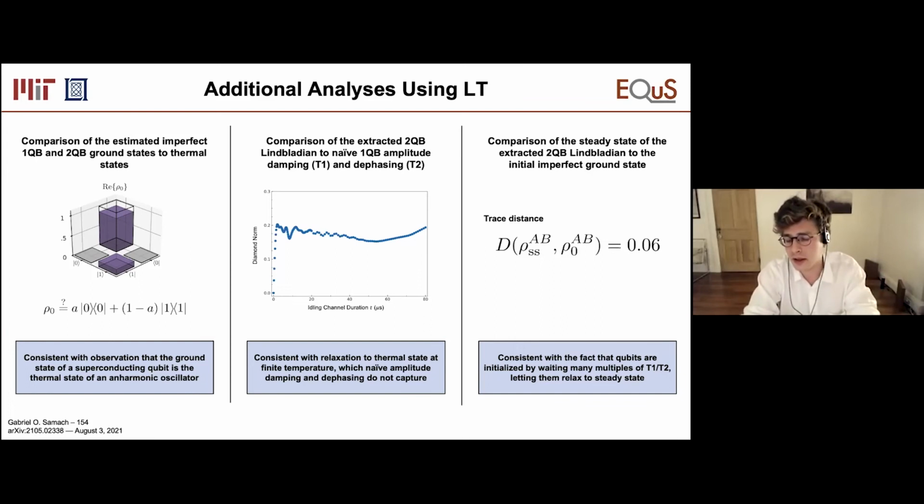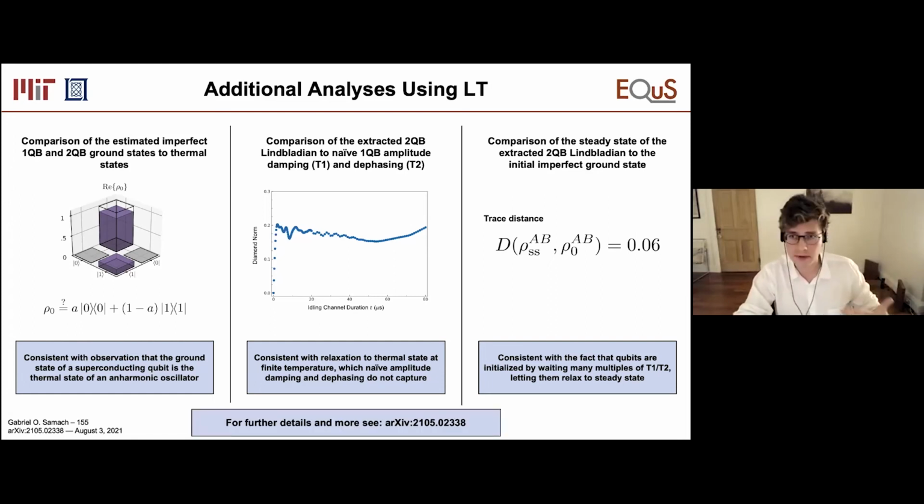And then one final analysis that I'll point to here that I think is kind of nice is to compare the steady state of the extracted 2-qubit Lindbladian to the initial imperfect ground state that we characterized in our state estimation. And we find that the trace distance between the steady state 2-qubit state and the initial state is quite close. And this is reassuring because in superconducting qubit systems, the way we initialize our qubits is just to wait many multiples of T1 and T2 and allow our qubits to relax to the steady state of their channel. So the fact that the steady state of our extracted channel matches the initial state very nicely corresponds to what we're actually doing in lab to prepare our qubits in the first place. And for further details and for a number of additional analyses we ran, I'd happily point you to this archive paper that we recently put out that outlines our technique in a lot more detail.